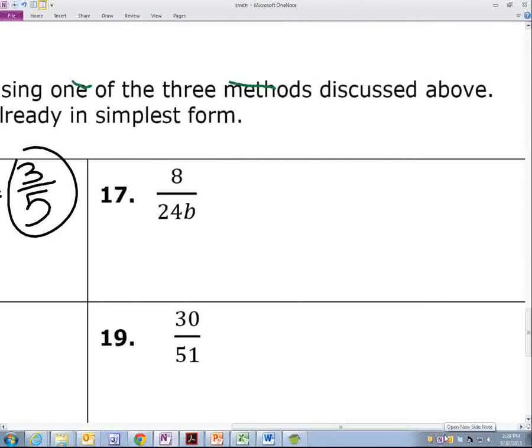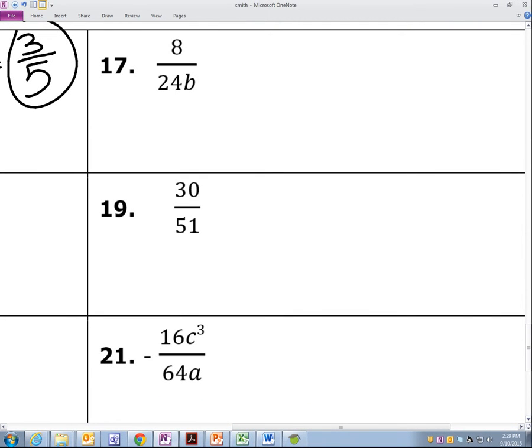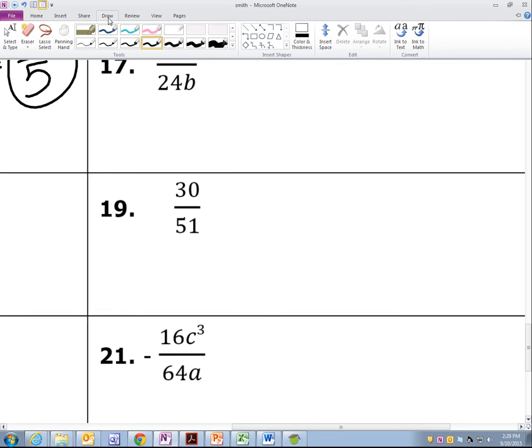Let's do number 17 together. Oh yeah, we're going to have plenty of time. Now we're going to use a different method for this one. I'm going to use the upside down division.